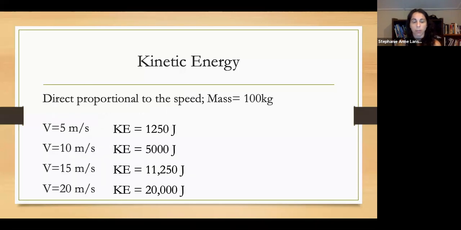If we look again, if the velocity is 5, we're going to get 1,200 joules of kinetic energy. But if we double that, we get more than double. With the mass staying the same, we get 5,000 joules. And again, with the velocity being 10 meters per second, we're going to get 20,000 joules because of the squaring of that velocity term.